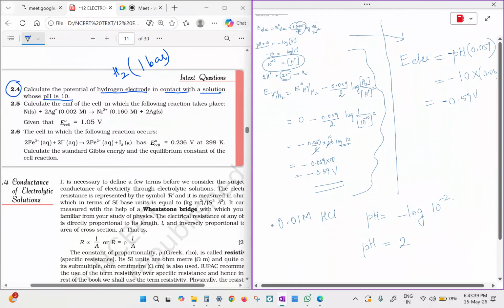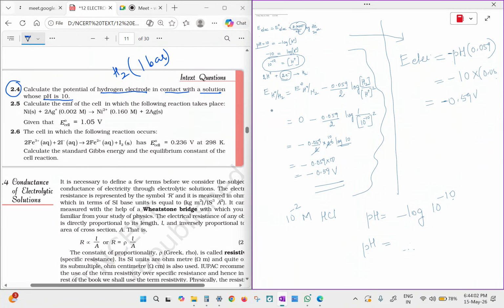So, if the concentration is 10 to the power minus 2, then pH will become 2. Okay, if the pH is 10, then H plus ion concentration would be 10 to the power minus 10, na? Understood? Or take the anti-log, use the scientific calculator, take anti-log of minus 10. What do you get? 10 to the power of minus 10.